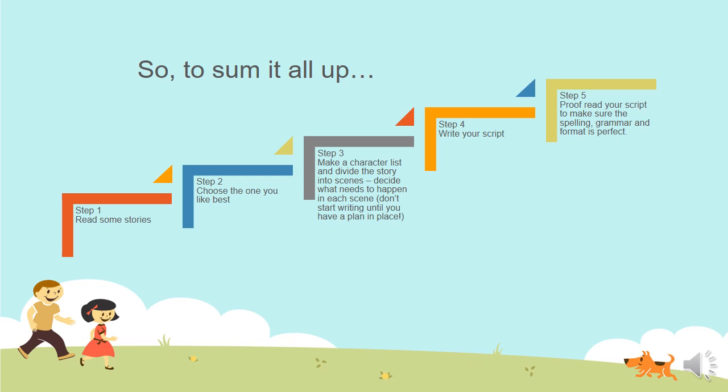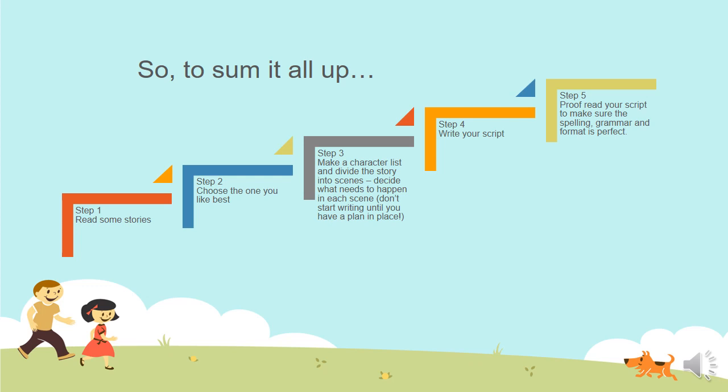So, in summation, you are going to read some stories, at least 3. You're going to choose the one that you like the best or that will be the easiest to turn into a play. Then you are going to make a character list and divide that story into scenes so you know exactly what needs to happen in each scene of the play. And I would strongly suggest you not start writing until you have made these decisions, okay? Otherwise, you might just be writing and not really having an end in sight. So have a plan. Jot notes is fine before you start.